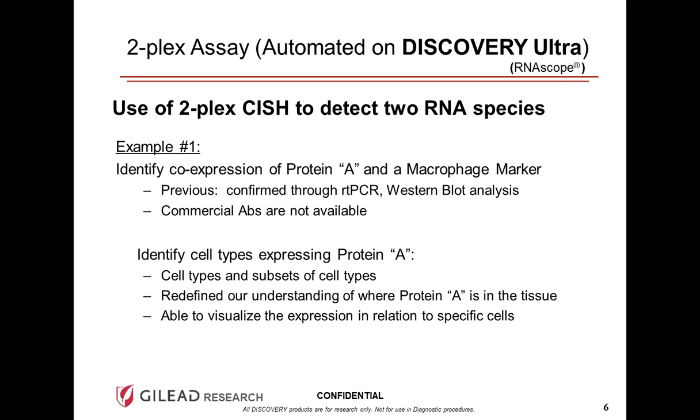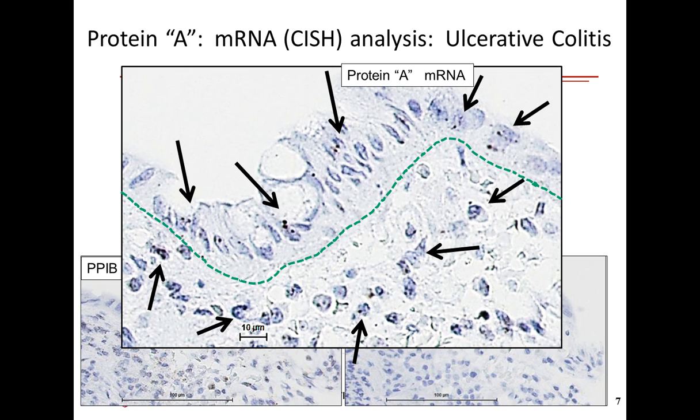We knew it was in macrophages. We didn't know where. And I'll show the images on the next slide, but you'll see again that we were able to identify key subsets of macrophages that were expressing protein A. And again, it helped redefine our understanding of the location of protein A in the tissue.